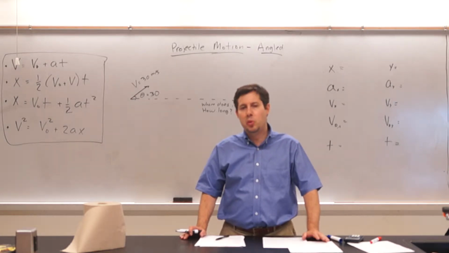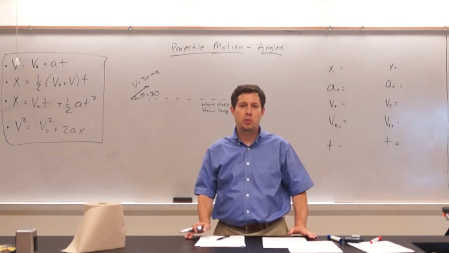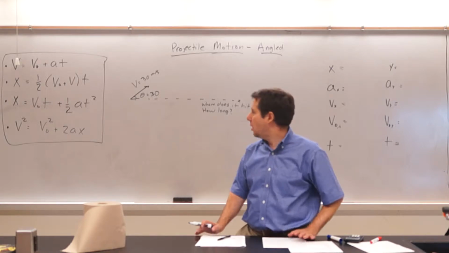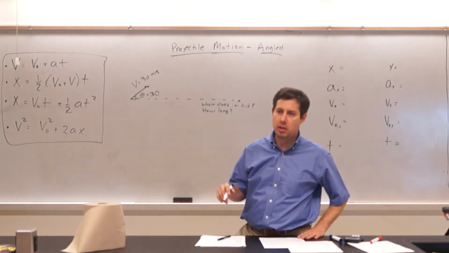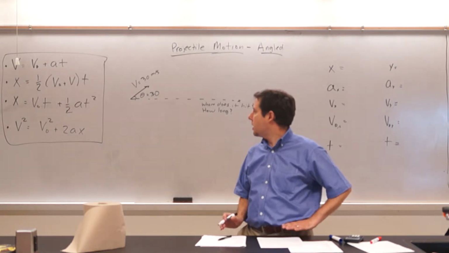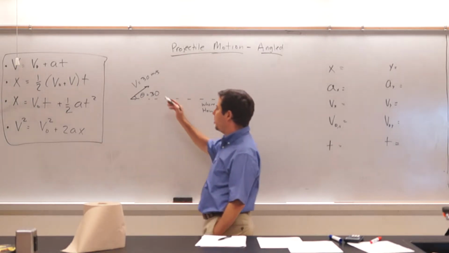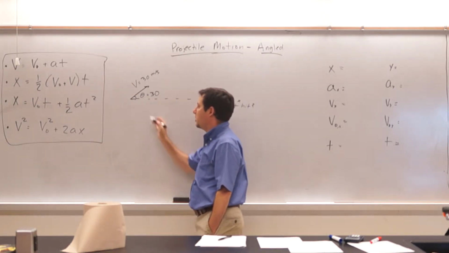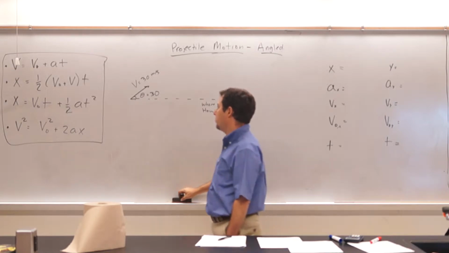Hi, this is a video on projectile motion. This time we'll be dealing with an angled launch. So something that's not shot directly horizontally, that's launched at an angle. And I've drawn for you an example on the board, something that's shot at 30 meters per second at an angle of 30 degrees. Right?